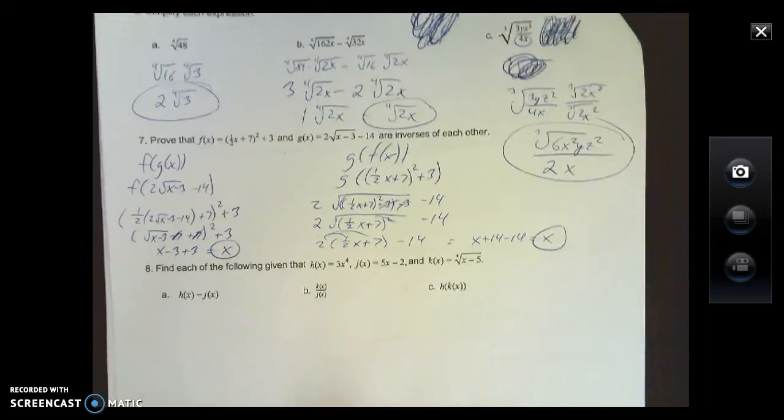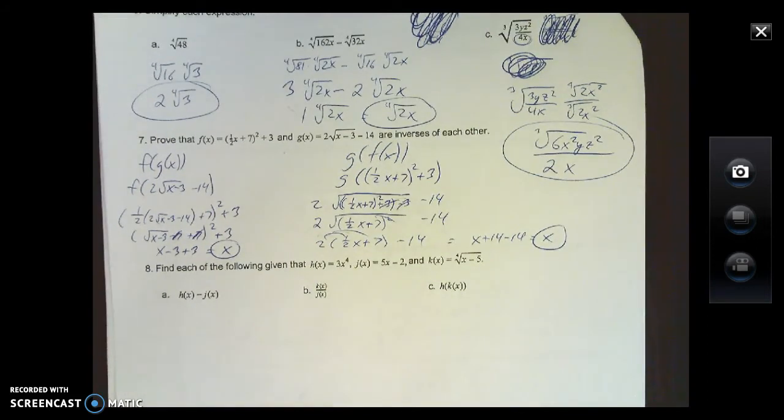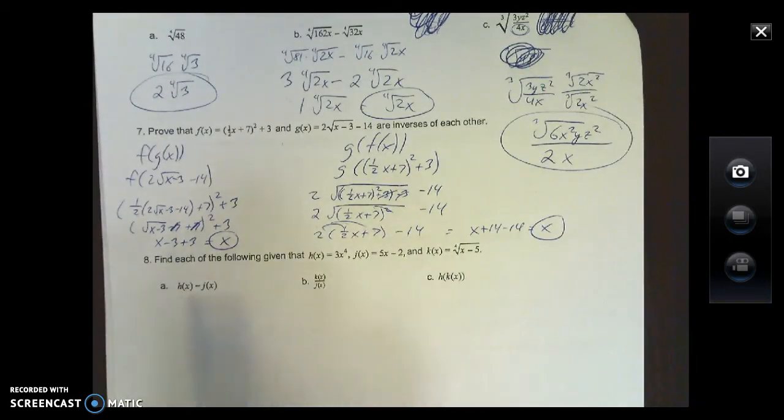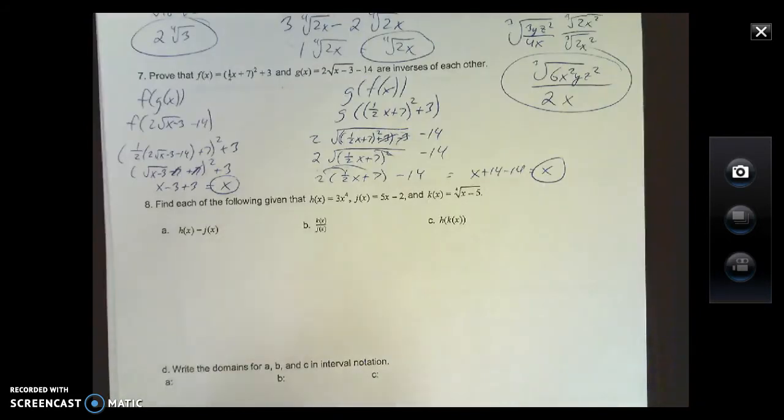Okay, ladies and gentlemen, we have part 2 of our Chapter 7 review. We left off yesterday proving that they're inverses of each other. We're going to begin here, number 8.